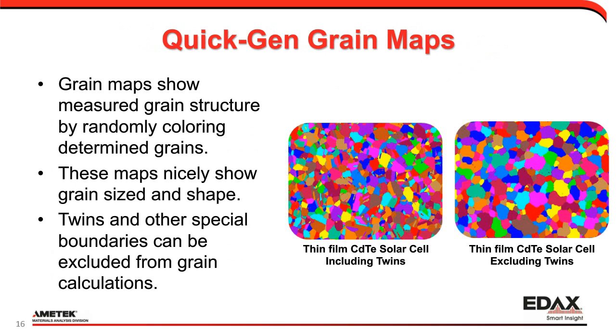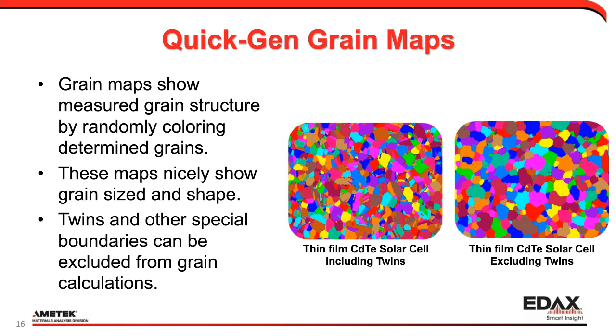The third QuickGen output is the grain map. With EBSD, because we're measuring discrete orientations, we have to group those together with some algorithm to determine what the grain size or grain structure is. So once we've determined what these grains are, we can randomly color these to show the size, shape, and morphology. When we're doing this, we can also exclude certain boundary types, for example twins, from the grain calculation to get an idea if the grain size is different with or without twins, because twins may behave differently than random boundaries in a material. So this is just an example from a CdTe solar cell with and without twins.